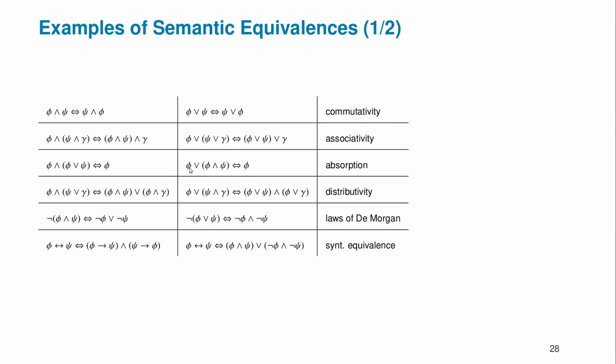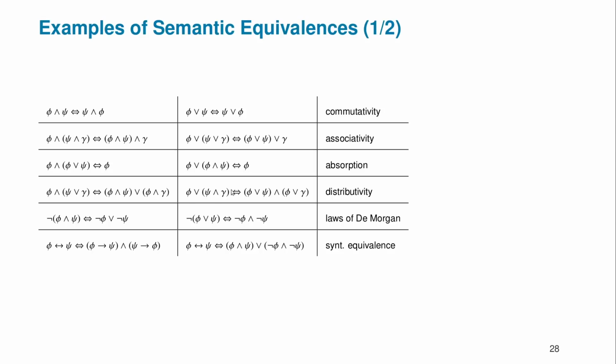When phi, for example, is true, then the whole thing is true, so it's enough to consider phi. If phi is false, then this left-hand side is false, and also the inner conjunction is false, and therefore the whole formula is false, and this gives again the value of phi.